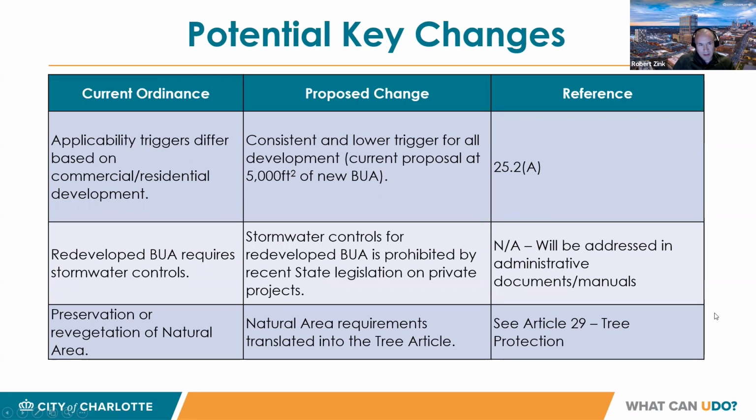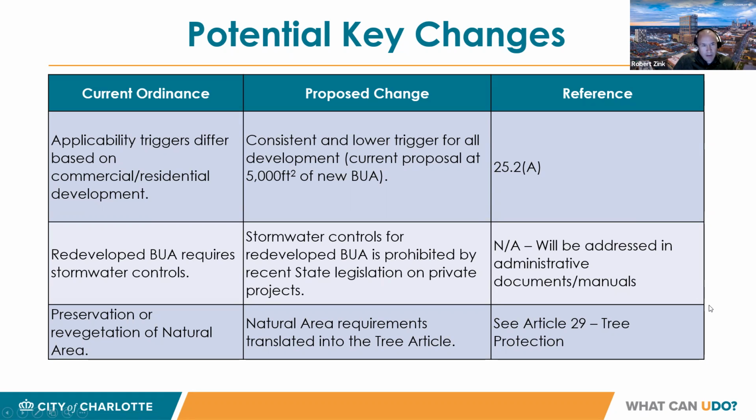So the potential key changes. The current ordinance's applicability triggers are different based on commercial and residential. Today, a commercial property has to start treating their runoff once they reach 20,000 square feet. A residential lot has to start treating most of the time once they're at 24% of a lot. So that, based on the lot size, triggers it. So currently a residential lot that's 20,000 square feet could only put less than 5,000 square feet before it triggers the ordinance. So our proposal is to make these the same. So our commercial and residential would both be a 5,000 square feet trigger.